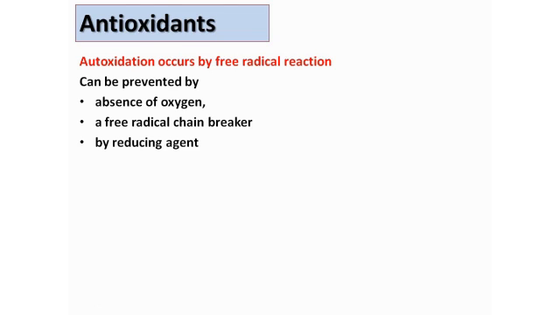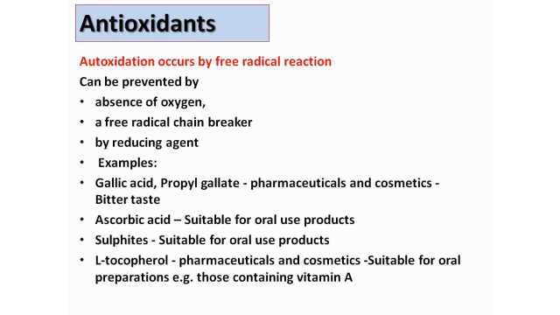Generally it occurs with a free radical reaction in the emulsion, and this auto-oxidation can be prevented by, number one, absence of oxygen. If we stop the supply of oxygen, the auto-oxidation will be stopped. If we add a free radical chain breaker, it will stop the process of auto-oxidation, and by using a reducing agent.